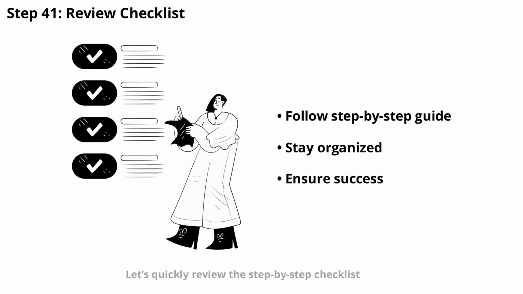Let's quickly review the step-by-step checklist for choosing RPA for small businesses. From identifying processes and defining objectives, to piloting solutions and optimizing performance, each step is designed to guide you toward a successful RPA implementation. Keeping this checklist handy ensures you stay on track and make informed decisions at every stage.